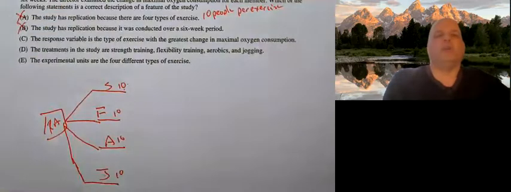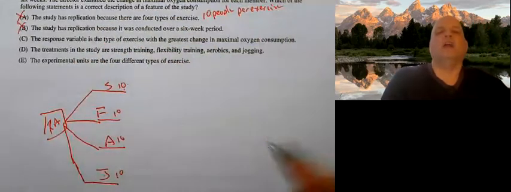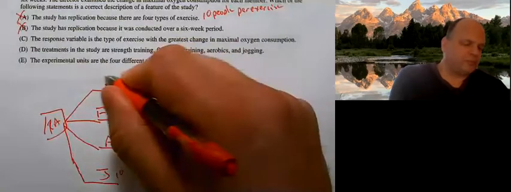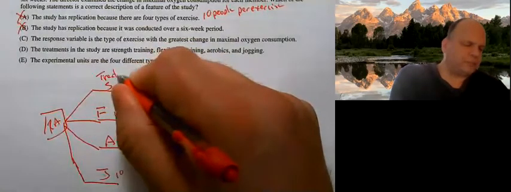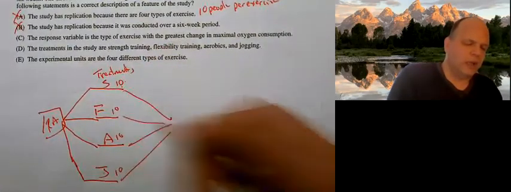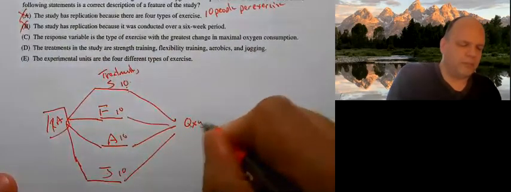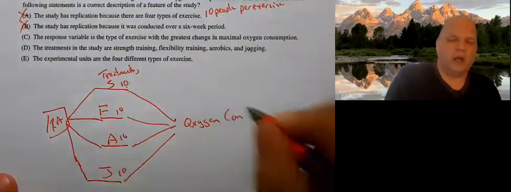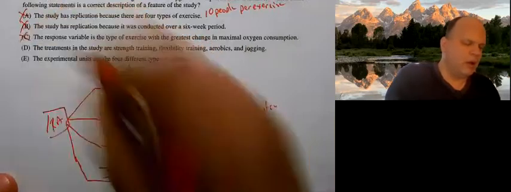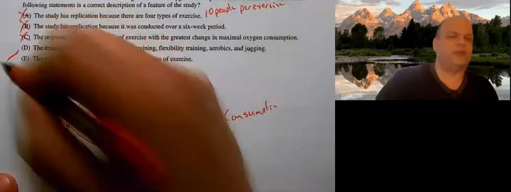The response variable is the type of exercise. No, the type of exercise is the treatment. So these are the treatments. But our response variable is the oxygen consumption. Oxygen consumption, that's our response variable. The treatments in the study are strength, flexibility. This is true. This looks like this is our answer.